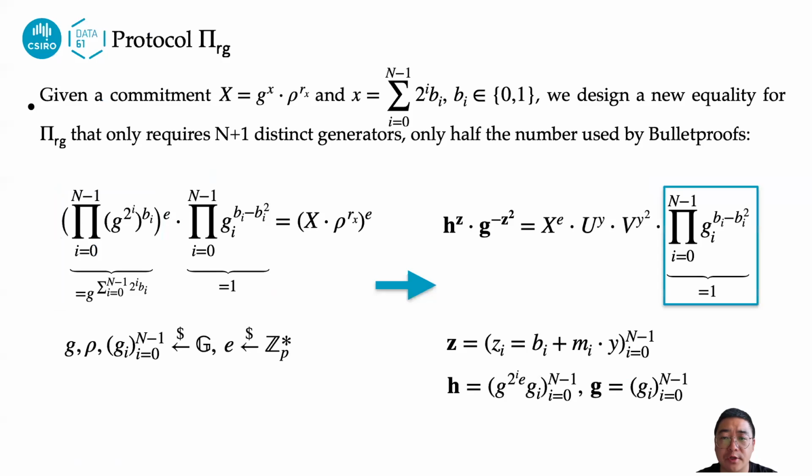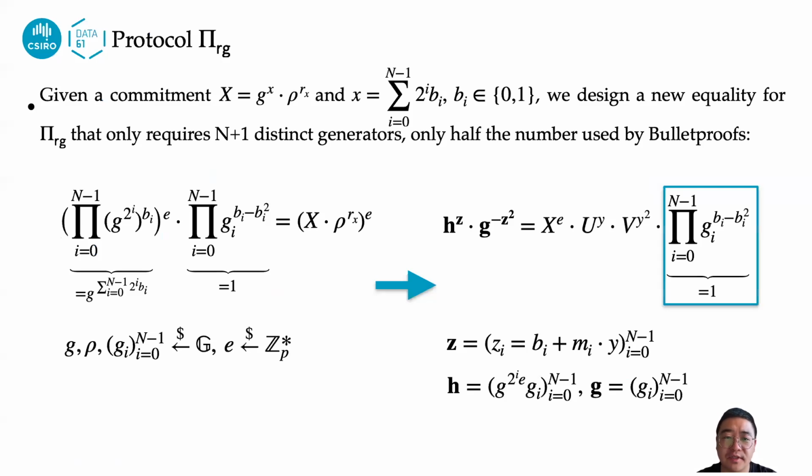To achieve the zero-knowledge property, we substitute the bit vector B with the masking vector Z into the core equality. We obtain a verification equation on the right side of the slide. We can see that after substitution, we have a constant term enclosed in the blue frame on the right-hand side of the equality. If this term is cancelled out, the verifier can be convinced that the masking vector hides the bit vector that constitutes the committed value X.